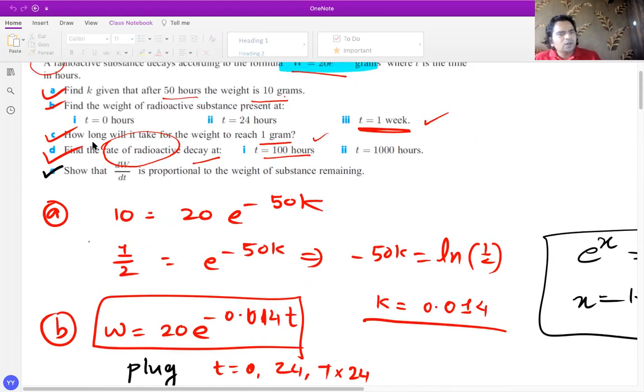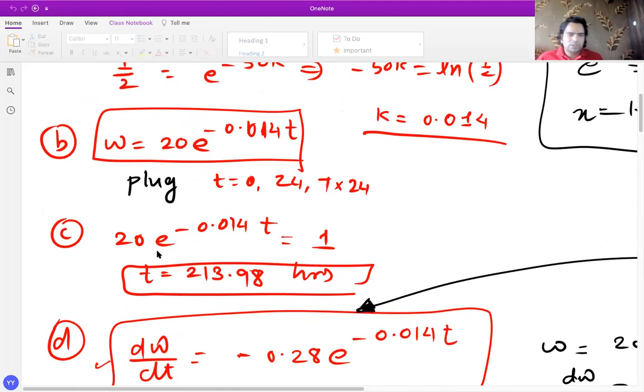The next part is: how long will it take for the weight to reach 1 gram? Once again, this is a normal function question. You just equate the weight function to 1. If you solve using technology or using logs, you'll get the answer. You can plot this graph and see where they're intersecting.